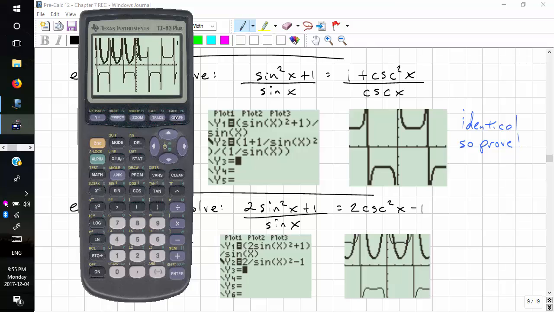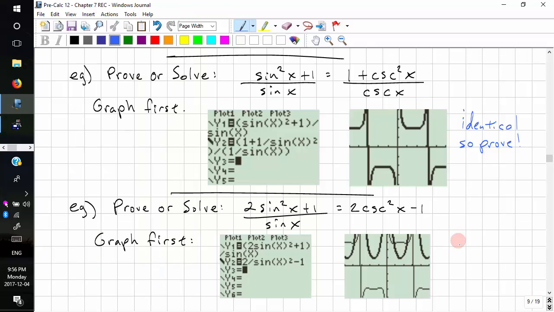Okay, the first curve looked similar to the last one. It was scaled a little bit differently, but the second curve is definitely different. They're different. So we must solve. And that completes this mini lesson.